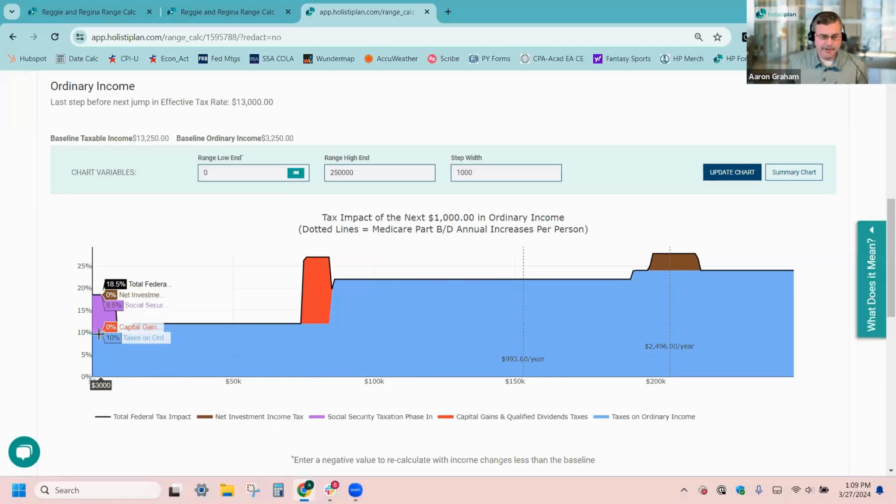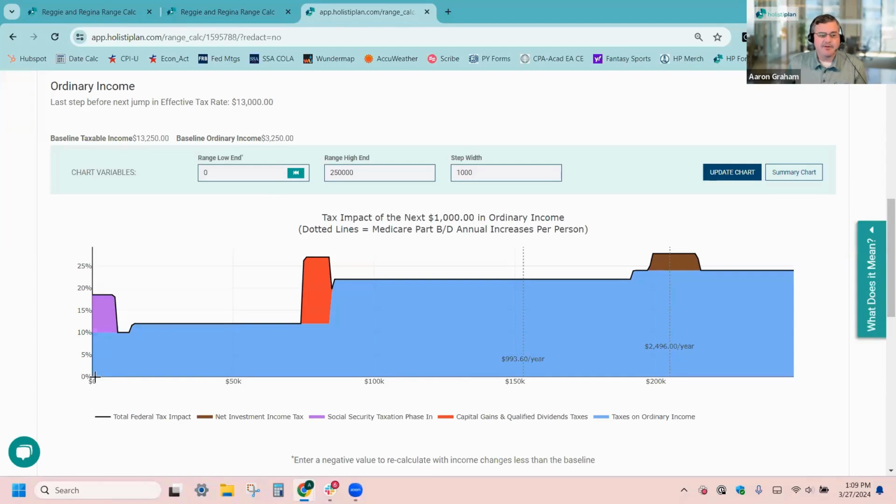Okay, so Reggie and Regina have baseline taxable income of $13,250. Their baseline ordinary income is $3,250. What that means is they have $10,000 of qualified income. So their ordinary income that they're starting out with is $3,250. That's represented here by the zero.